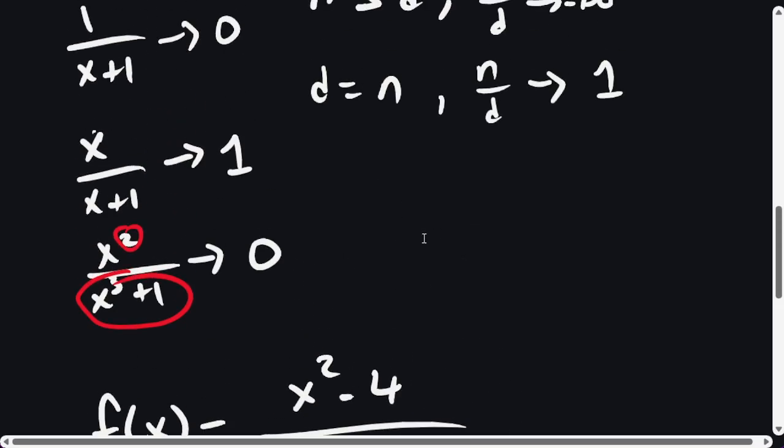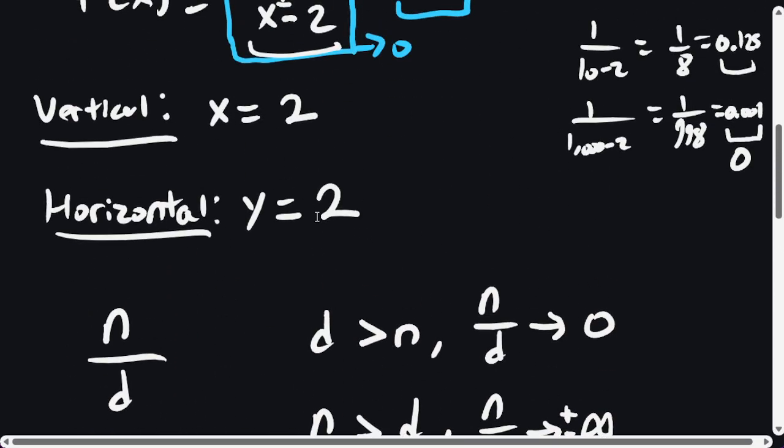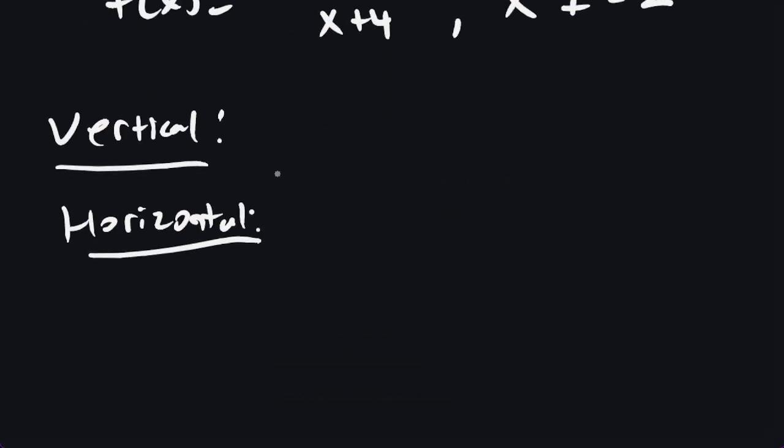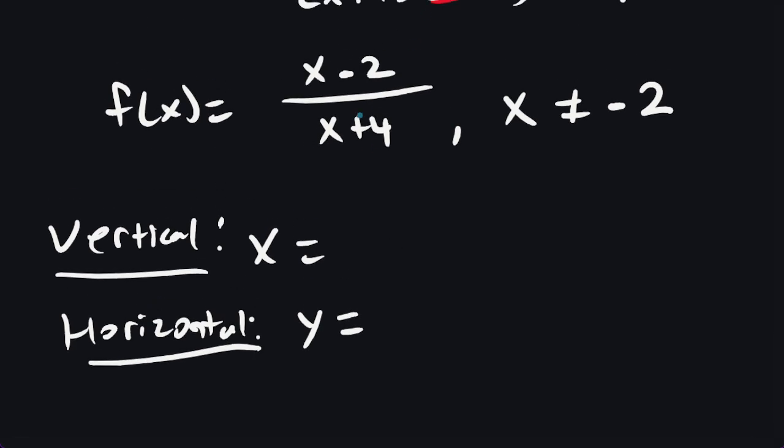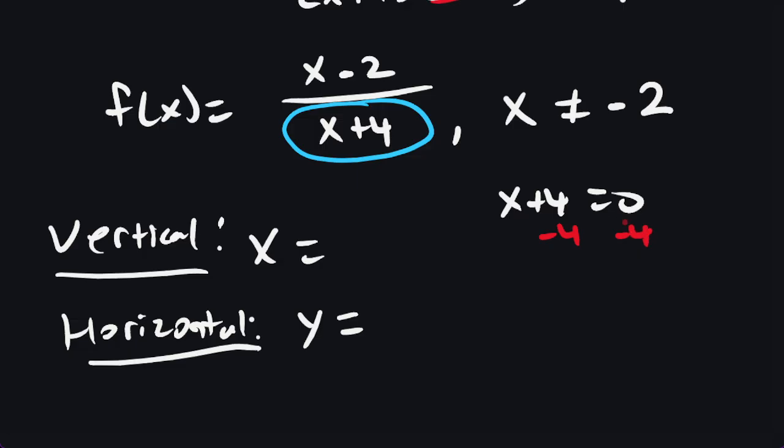So again, its vertical asymptote is written as x equals, and the horizontal is written as y equals. So x equals, y equals. So what's its vertical asymptote? That one is easy. All we have to do is set the denominator to 0. So x plus 4 equals 0. And then if you go ahead and solve for x, x equals negative 4. So it has a vertical asymptote at x equals negative 4.